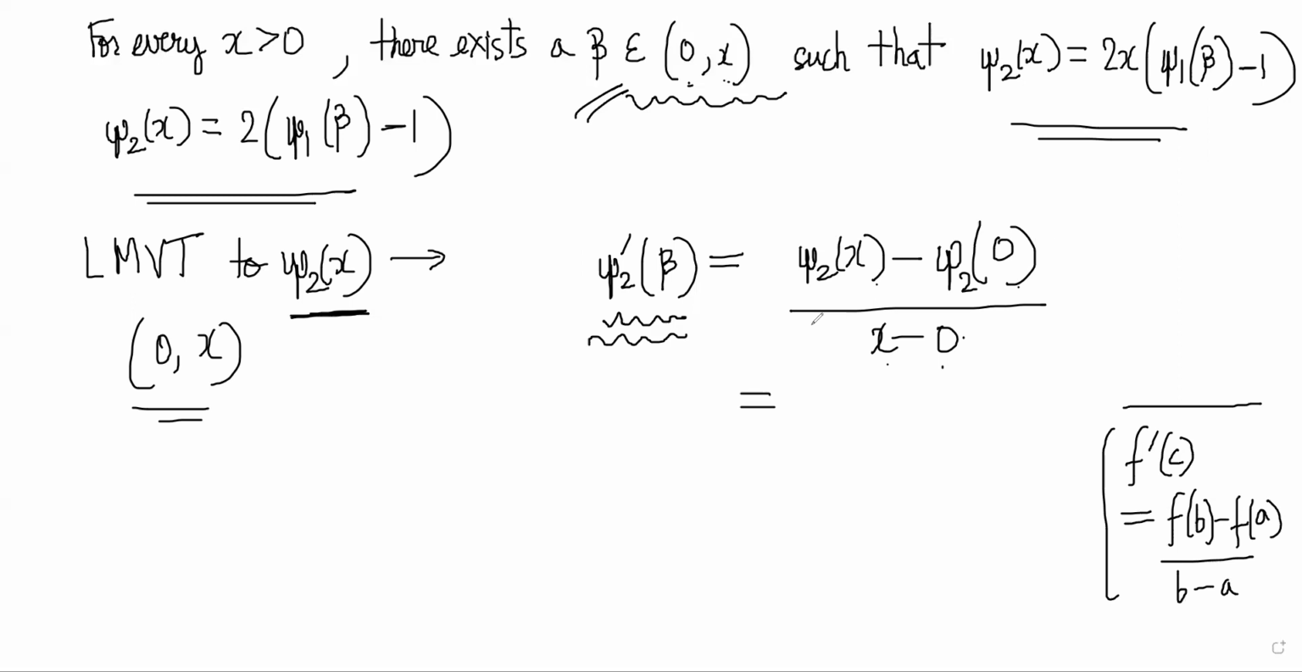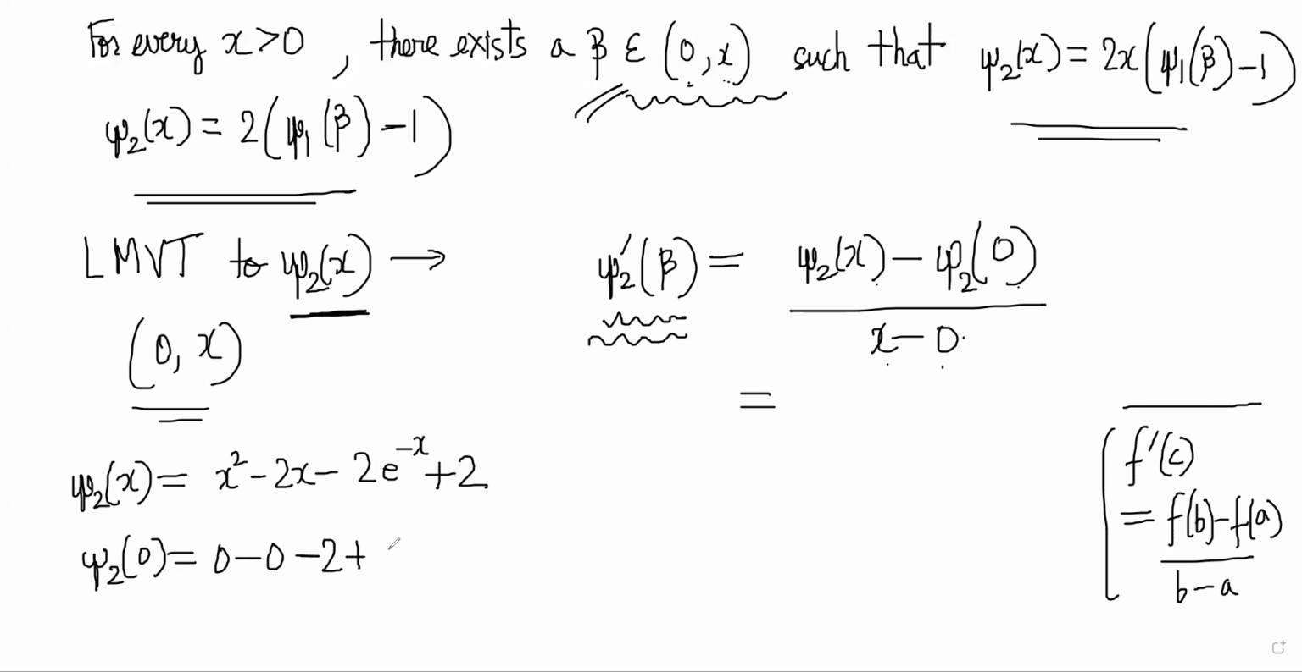Psi 2 of 0 is actually equal to 0, because psi 2 function was defined. Psi 2 of x was what function? It was x square minus 2x minus 2 e power minus x plus 2. So it is clear that psi 2 of 0 is 0 minus 0 minus 2 plus 2, which is 0. So we are getting this is equal to psi 2 x by x, right?